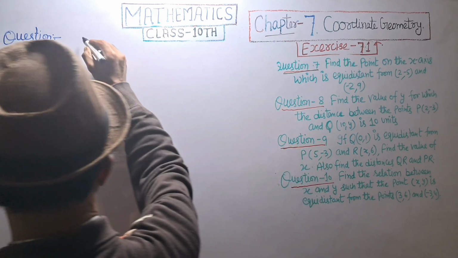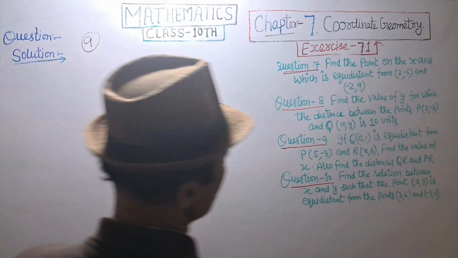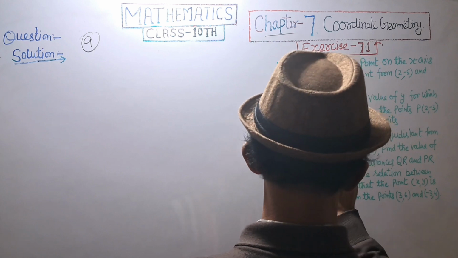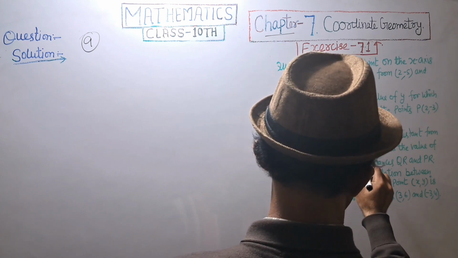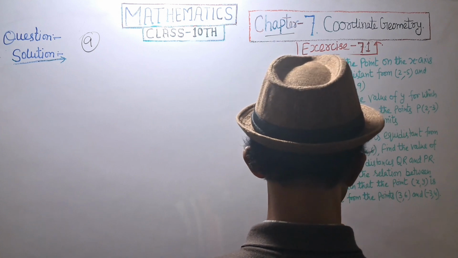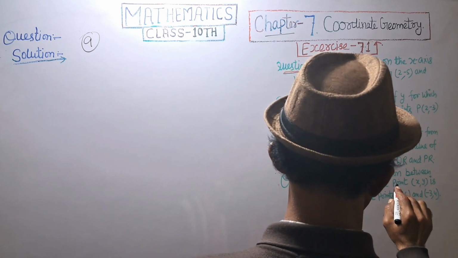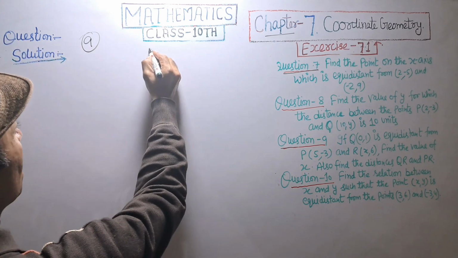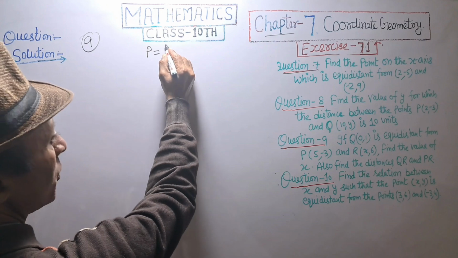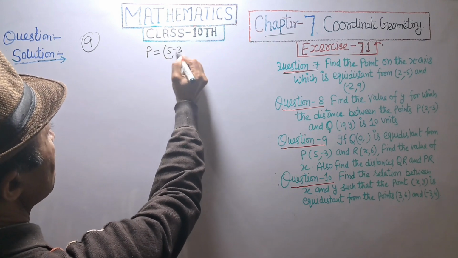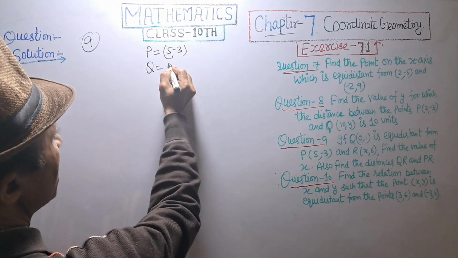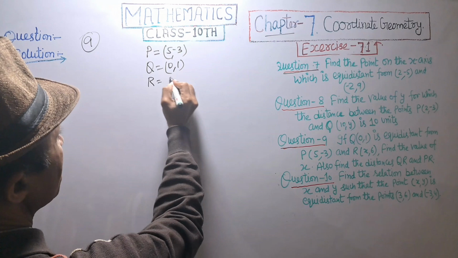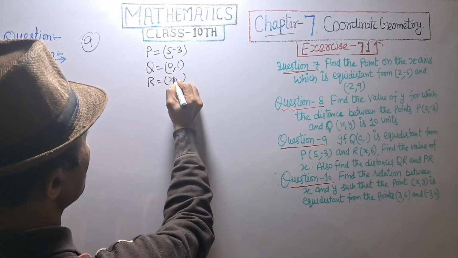Question number 9. If Q is equal to (0, 1) is equidistant from P (5, -3) and R (x, 6). Find the value of x. Also find the distances QR and PR. P is equal to (5, -3). Q is equal to (0, 1) and R is equal to (x, 6).